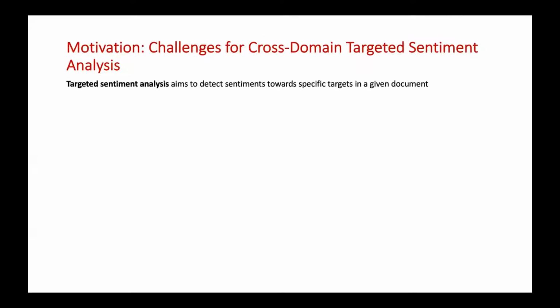As most of us are aware, and leading up from the previous talk as well, targeted sentiment analysis aims to detect sentiments towards specific targets in a given document. Given this example of a restaurant review, the various targets being addressed here are service, decor, food, and portions. There are various sentiment expressions associated with these targets. In this case, the words in italics, excellent, great, delicious, and small are the sentiment expressions.